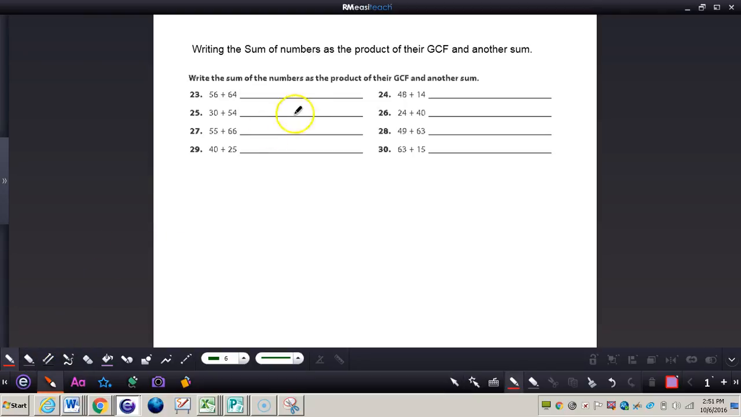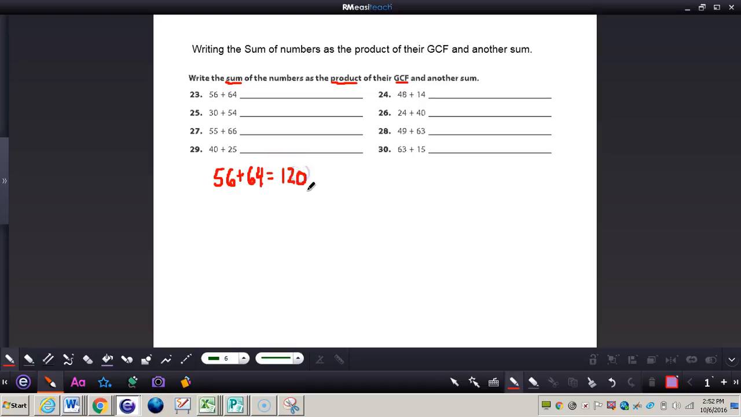Okay, so we need to think about a couple things we need to do. So you see some key terms here: sum, product, and GCF. Those are some key terms we need to think about. So let's look at 56 and 64, and I want you to do this with me in your math journal. So first of all, 56 plus 64, we need to figure out what the sum of those two numbers are. You just simply add them together, and that equals 120.